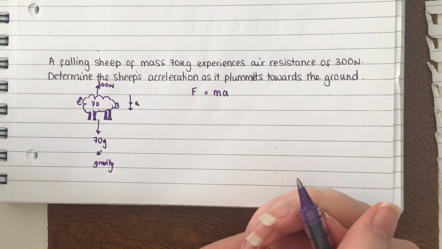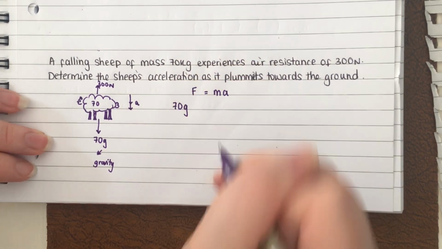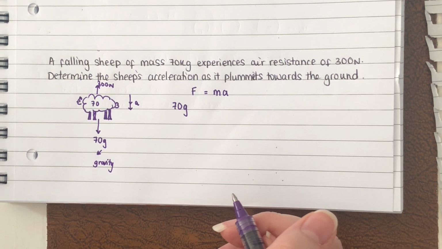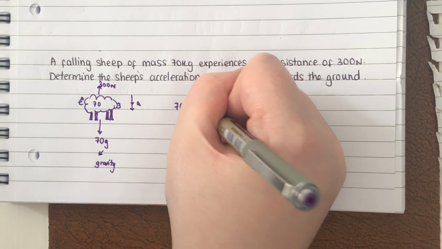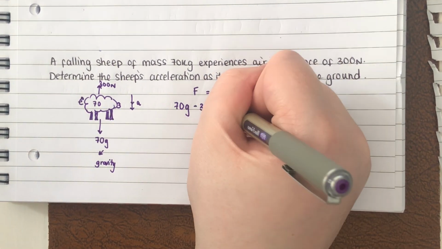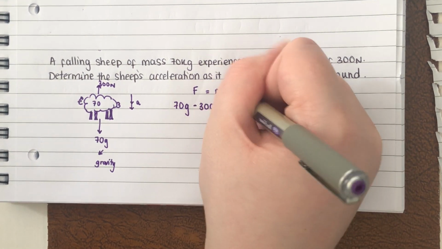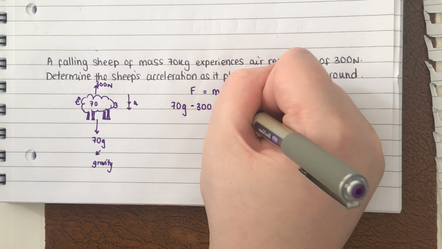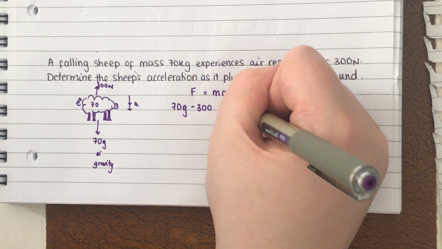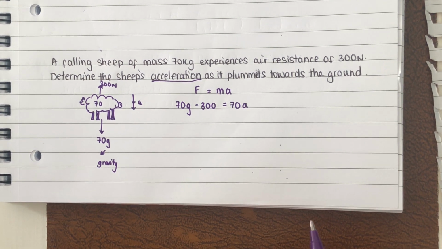So the force, you've got the weight of his body, so that's the 70 kilograms times by the gravity. But you do have the air resistance, which is working against the sheep. So that means the force is actually going to be reduced by the 300 newtons, which is the air resistance. So we just take that away from the weight of his body. Then on this side, you've got the mass, that would be just 70. You don't include the gravity, it is just the weight of the sheep. And then we've got the A, which is what we're trying to work out. We want the acceleration.